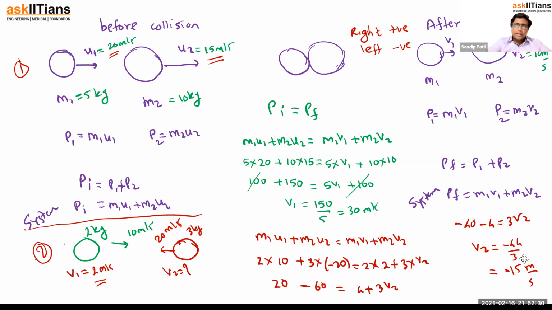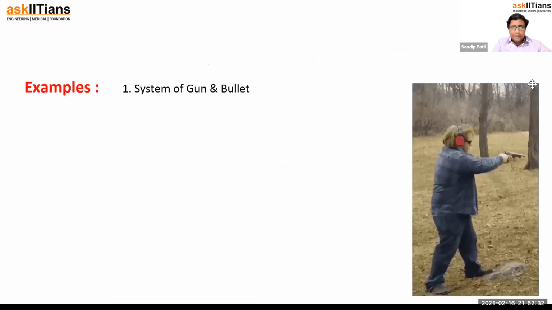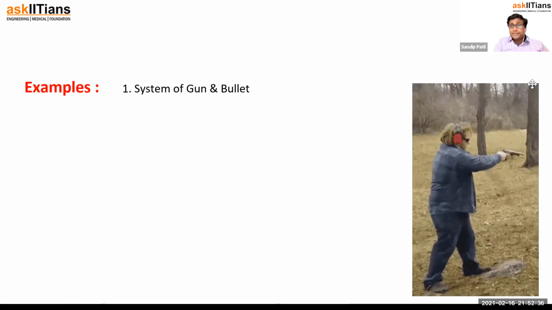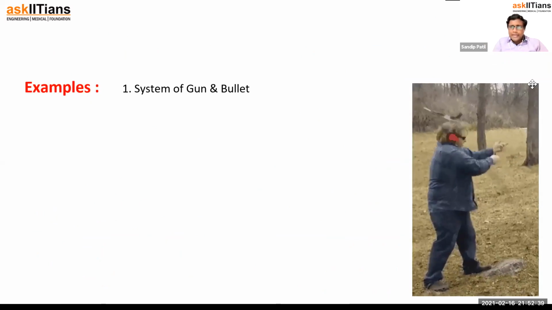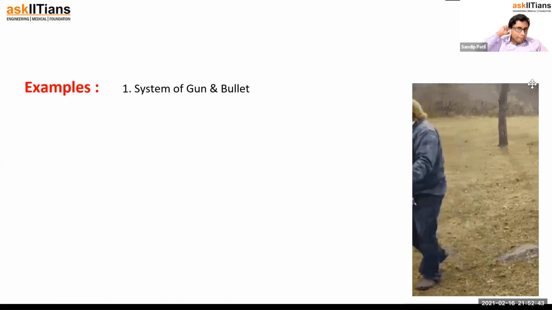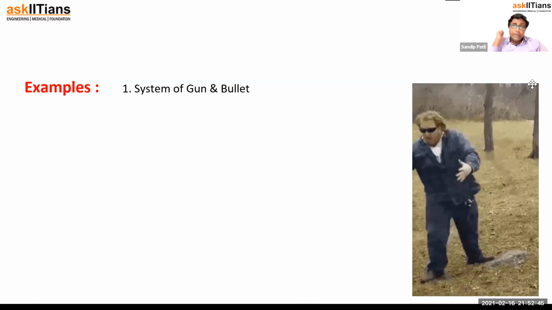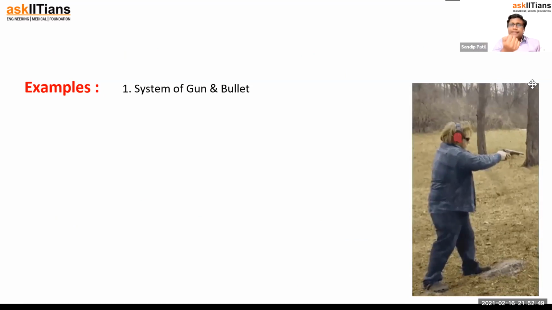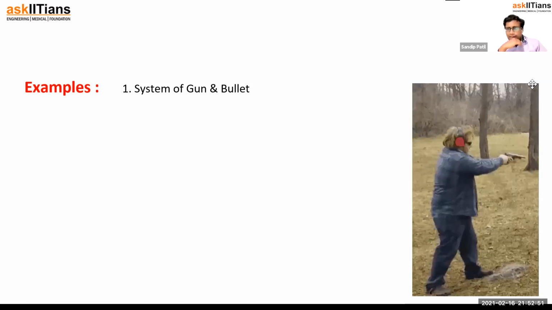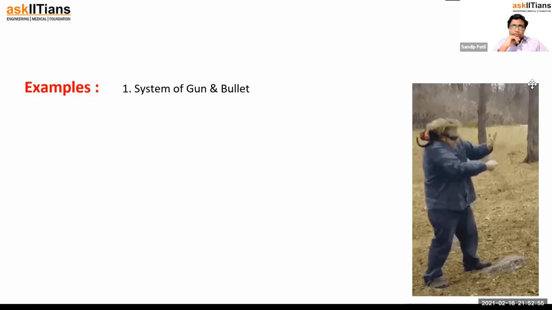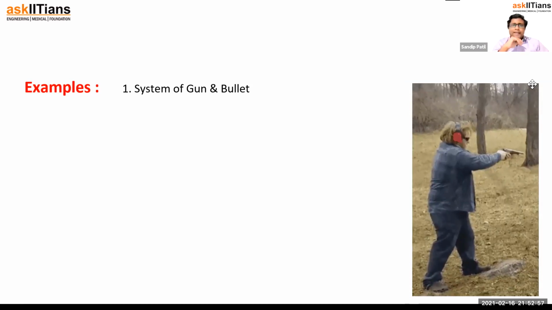Okay. Now let's see some real life examples on that. I told you about a gun and bullet. When you actually fire the bullet, the gun also comes backward. Right? The gun also gets some velocity backward in the opposite direction. And why is that happening? It is called recoil velocity.